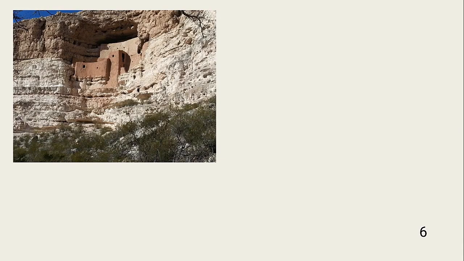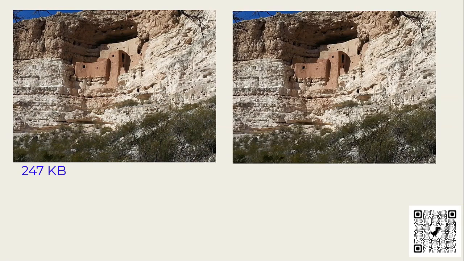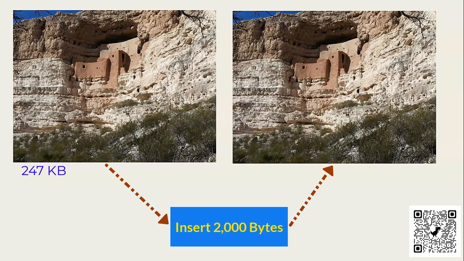In this example, I used this photograph in JPEG format. I used the online steganography tool at the QR code shown to insert about 2,000 characters into it. Notice that there is no noticeable difference between the unmodified and the modified photo. It changed the size of the original file, however, from 247K to 1.3 megabytes.